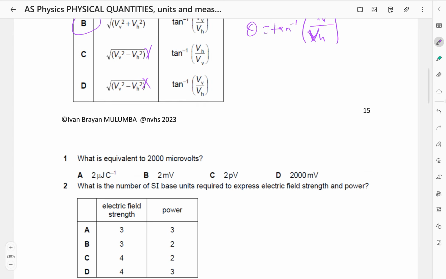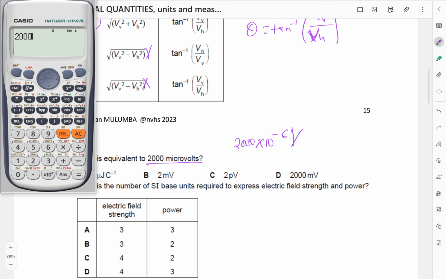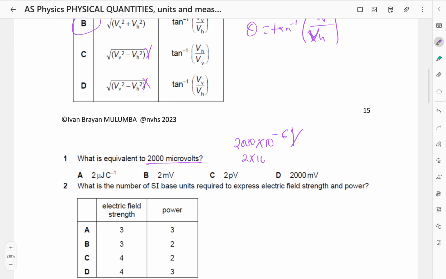What is equivalent to 2000 microvolts? 2000 microvolts. So that is 2000 micro is times 10 power negative 6 volts. When I multiply this with my calculator, 2000 times 10 power negative 6, that is 2 times 10 power negative 3 volts, but 10 power negative 3 is milli, so this is 2 millivolts. So our answer is going to be B.